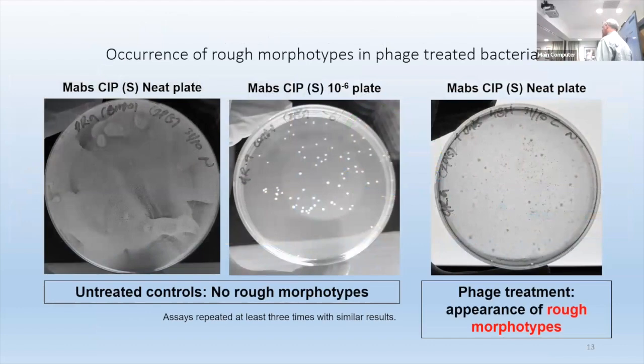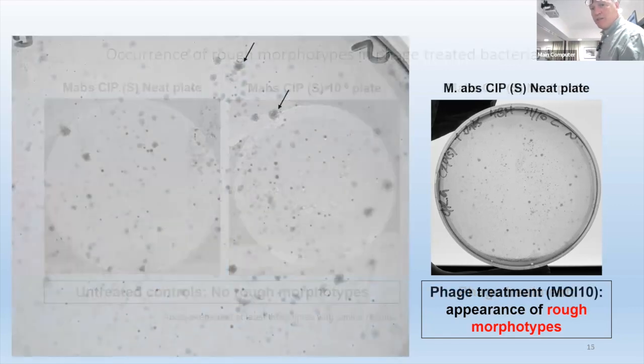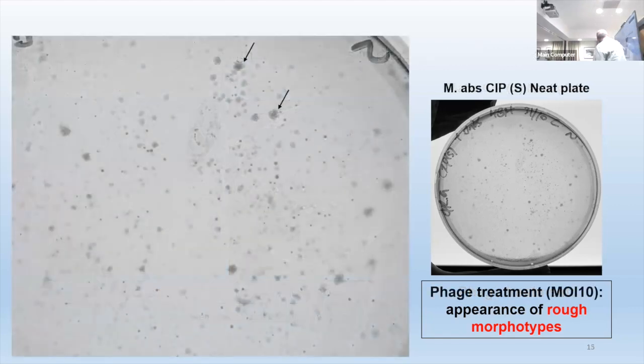So here comes the interesting part of the story. Whenever we do any type of work with phages, the first thing we do is select for phage-resistant mutants, because that's the best way to understand how the phages work. And to our surprise, when we select for phage-resistant mutants, we see the rough morphotype appear. This is our smooth, this is untreated, they remain smooth. When we treat them with phage and select for resistant, we get some very clear rough morphotype.